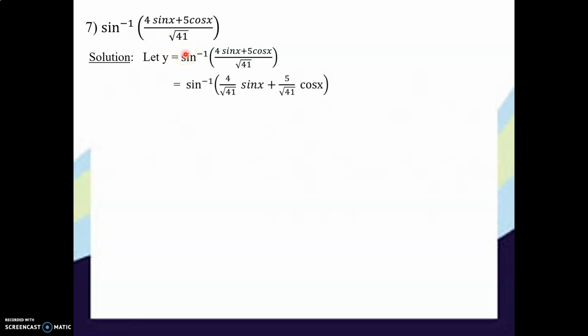Next question is sine inverse of (4 sin x plus 5 cos x) upon root 41. So let y is equal to the given function. In this type of question, some constants will be given in the numerator and denominator. So you can split it as sine inverse of 4 upon root 41 into sin x plus 5 upon root 41 into cos x. In this case, you have to give a substitution for this particular term. Then only it will become sine inverse format.